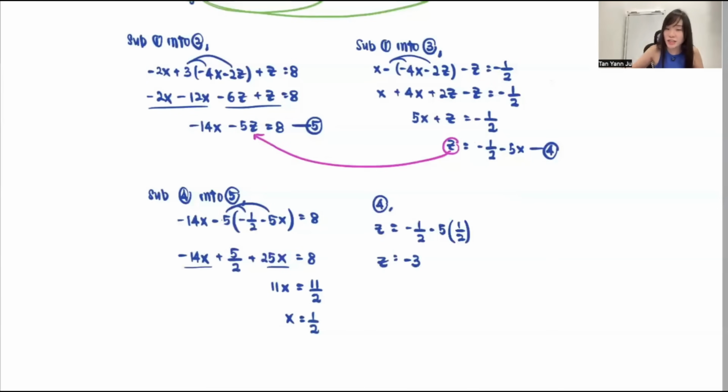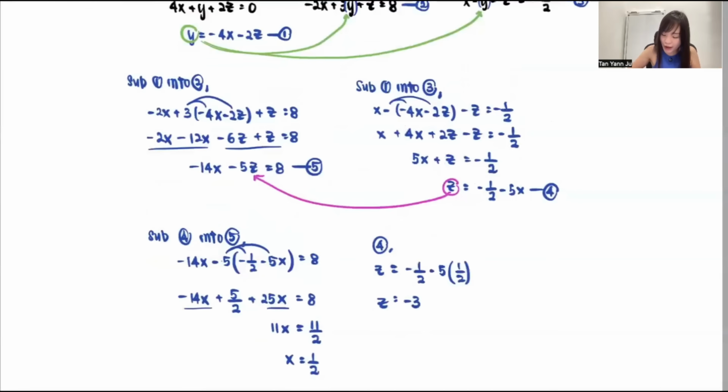After getting the x, after getting the z, of course, it's time to find the y, which I think I can sub into equation 1. Because my equation 1 exactly already stated that my single y is equivalent to negative 4x minus 2z. So we just press the calculator. Negative 2 plus 6. Okay, my y, I'm getting 4.